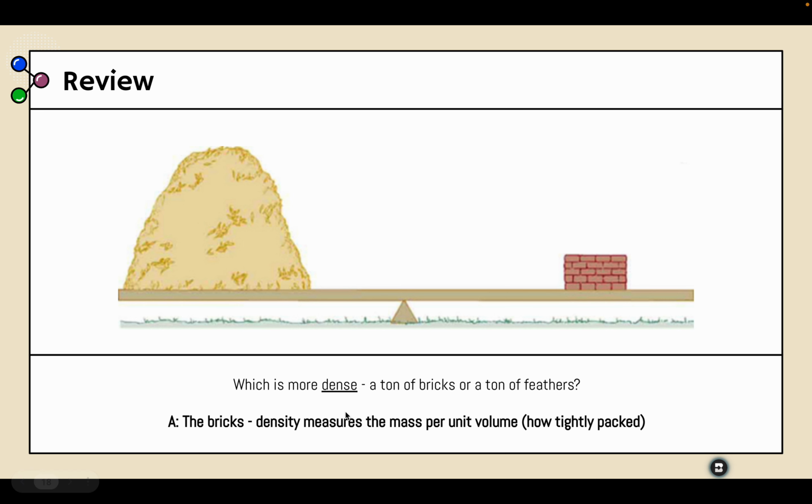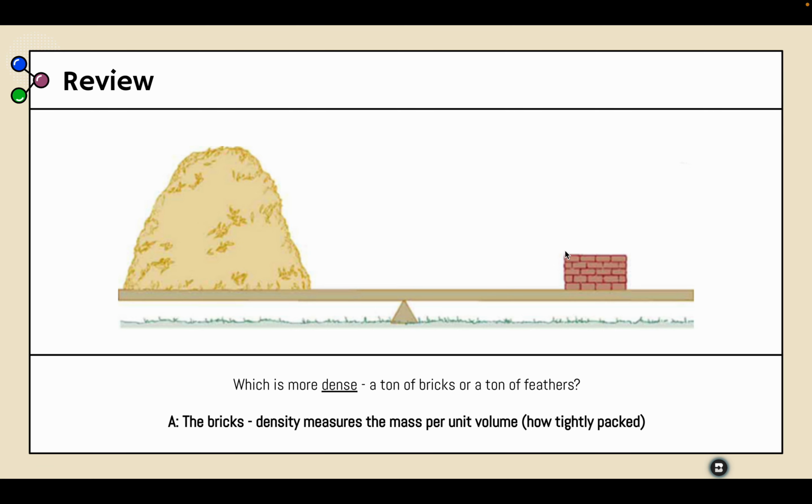So remember, density measures the mass per unit volume. Not only have we learned about mass and volume, now we're going to add density to the picture. Density is the mass per unit volume. In other words, how tightly packed is a substance? Think of it like this.